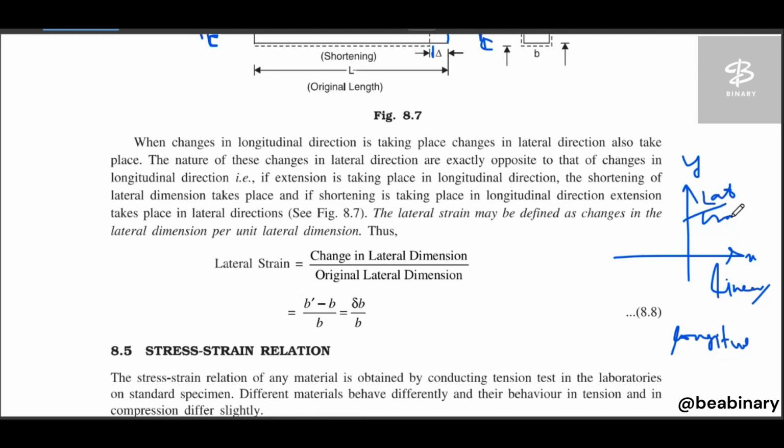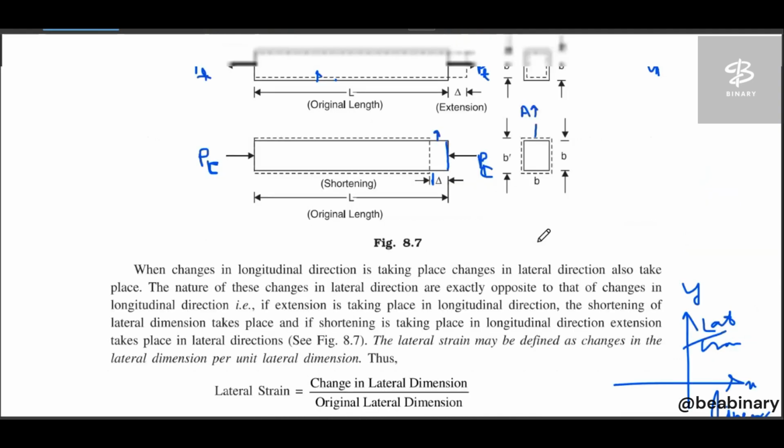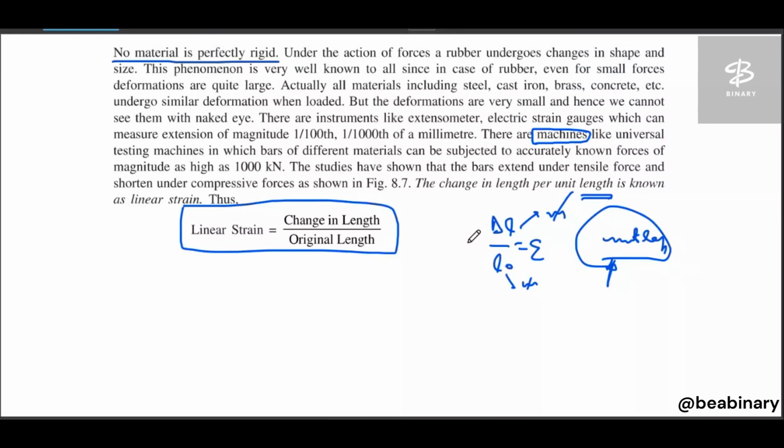So in that case, the nature of these changes in the lateral direction is exactly opposite to that of the changes in the longitudinal direction. If extension or elongation is taking place in the longitudinal direction, meaning the x direction, then shortening of lateral dimensions takes place. And if shortening is taking place in the longitudinal direction, then extension takes place in the lateral direction. It is vice versa. So lateral strain may be defined as the change in the lateral dimension per unit lateral dimension, that is, the change in lateral dimension upon original lateral dimension. Longitudinal strain I have already defined: change in length upon original length.